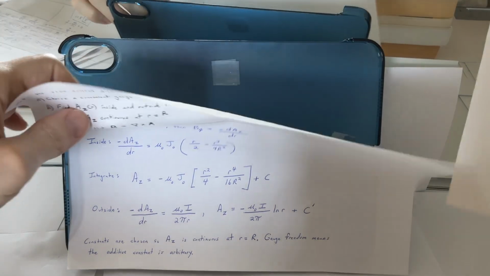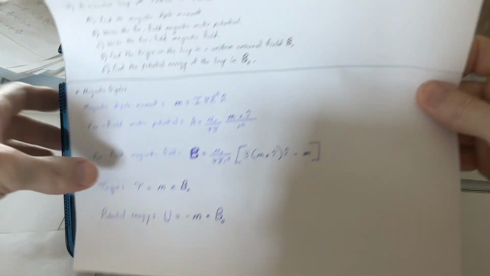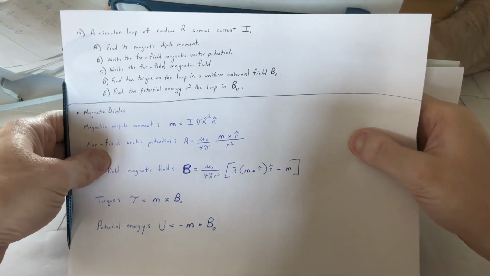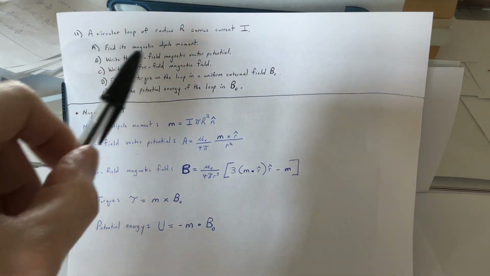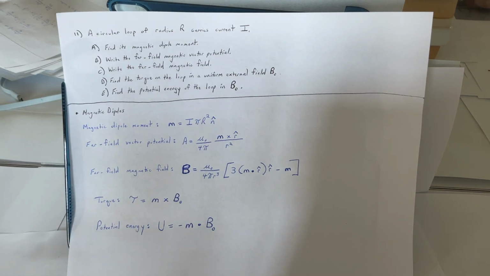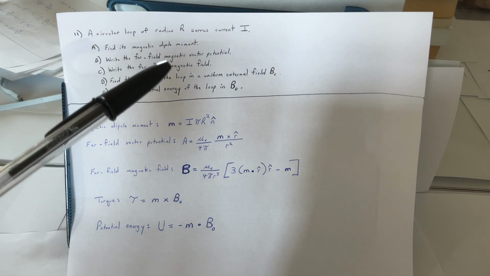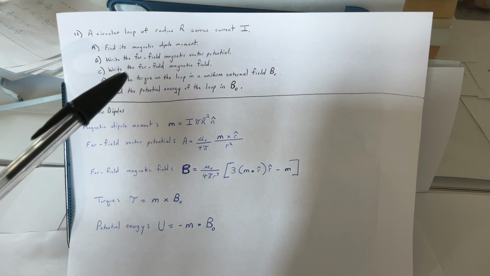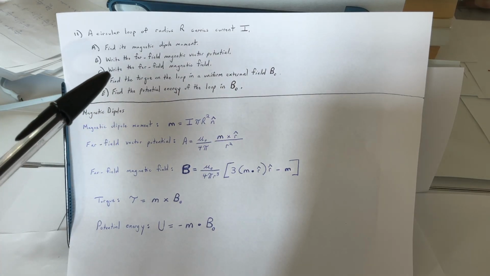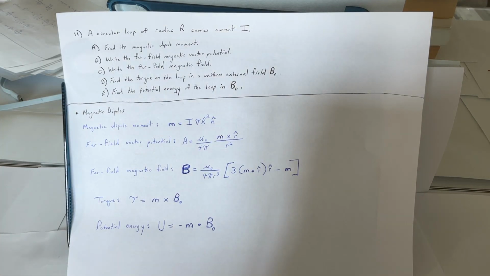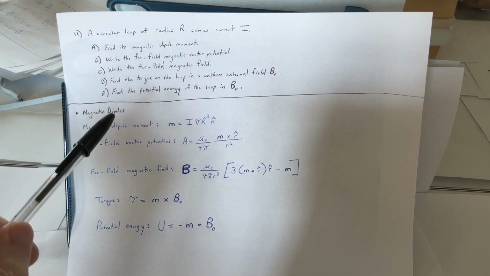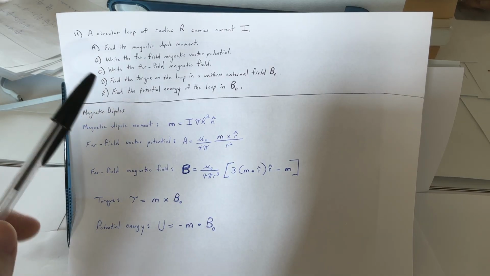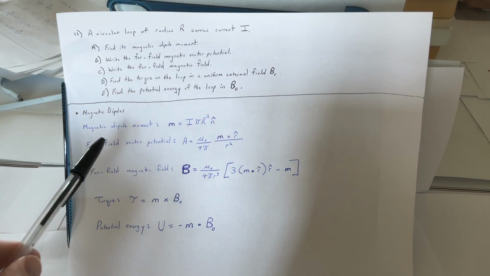Okay, number 11. A circular loop of radius R carries current I. A: find its magnetic dipole moment. B: write the far field magnetic vector potential. C: write the far field magnetic field. D: find the torque on the loop in a uniform external field B naught. And E: find the potential energy of the loop in B naught. Magnetic dipoles problem, going through this quickly. This is a condensed version.